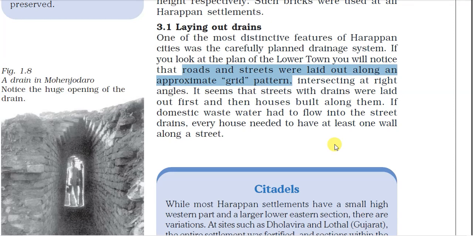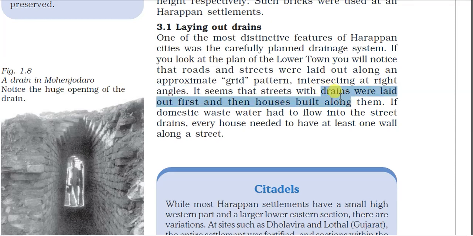If you've seen the chessboard, it's in a grid pattern, in small squares, and all of them intersect at right angles, 90 degrees. Imagine a chessboard. All of the square boxes intersect at right angles. So this was a pattern that they first laid out before they started planning the drainage system. First, they planned the roads and the streets according to the grid pattern. All of them are intersecting at right angles.